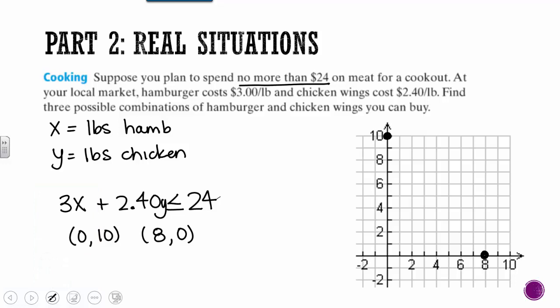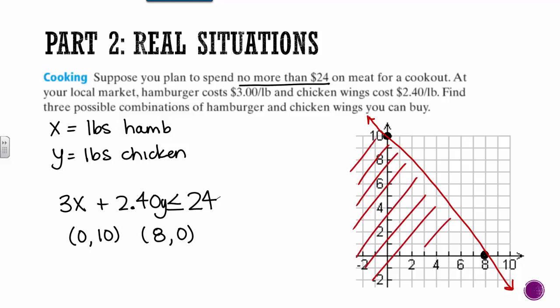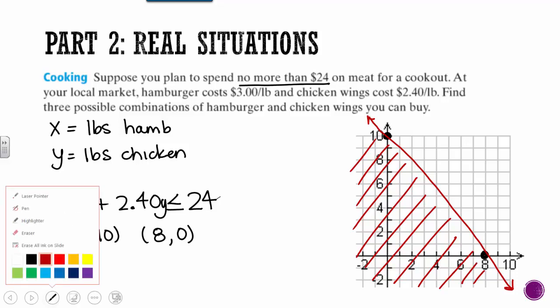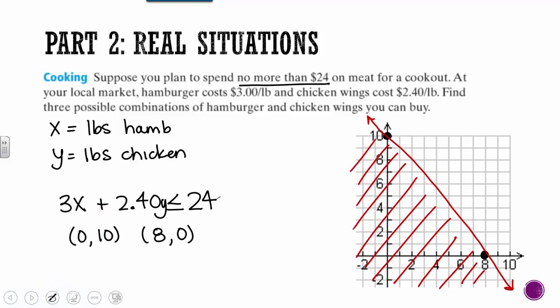So since I could spend exactly $24, I'm going to make a solid line. And then I want all of these values to be less than this line. So this is where I'm going to shade everything below here. So then stop and think about what things could make sense. What points would work? If I want to spend no more than $24, any point in here would work.